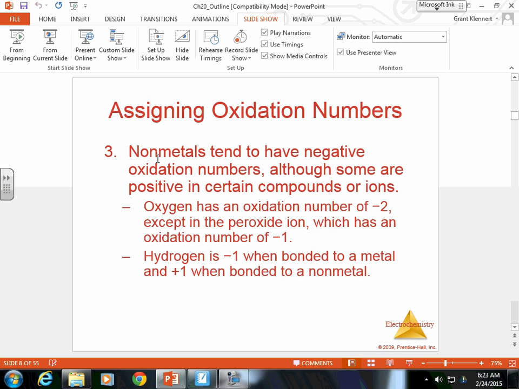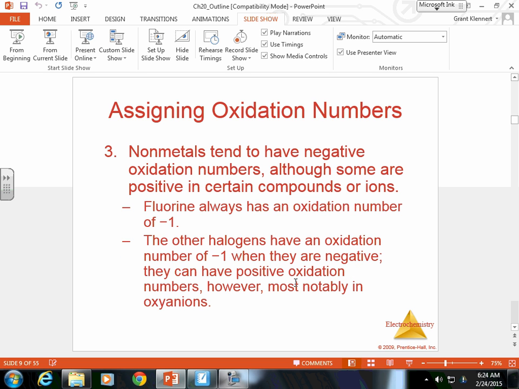Number 3, nonmetals tend to have negative oxidation numbers, although they can certainly be positive sometimes. Oxygen has an oxidation number of -2, which is what its charge would typically be, except when it's in the peroxide ion, and then it has an oxidation number of -1. Remember, the formula for peroxide is H2O2. Also, hydrogen is -1 when it's bonded to a metal and +1 when bonded to a nonmetal. So oxygen and hydrogen have a couple of exceptions to their rule when we talk about nonmetals.